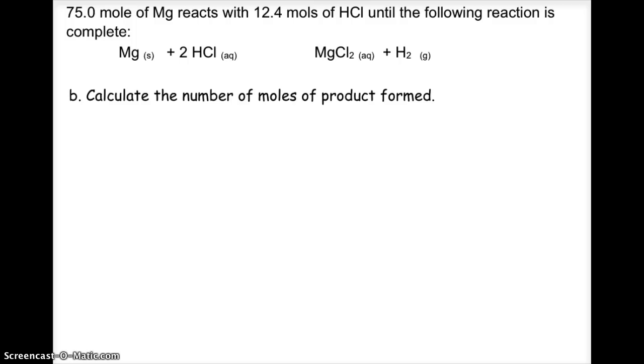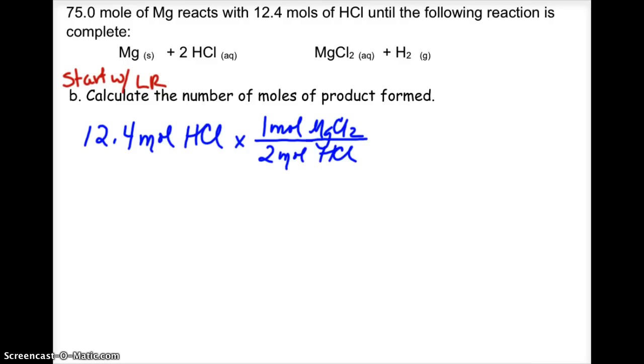Part B of that worksheet says, calculate the number of moles of product formed. Well, to calculate the number of moles of product formed, you're going to want to start with the limiting reagent, which you've calculated in part A. You know HCl is the limiting reagent. So you're going to start with HCl, and you are going to calculate how many moles of magnesium chloride would be formed. You do that work and it becomes 6.20 moles of magnesium chloride formed.